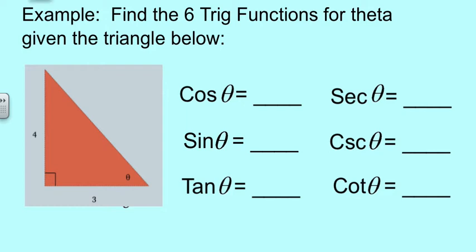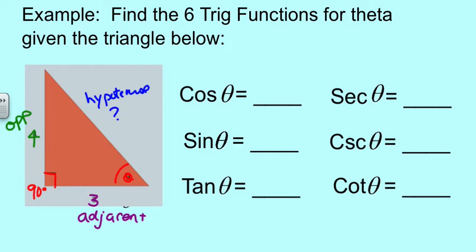So here is our 90-degree triangle, and then here's our angle theta, which is unknown. And then we give you a couple sides. We give you the side of 4, which is what we call the opposite, the side of 3, which is the adjacent, and then we have some unknown side length of the hypotenuse.